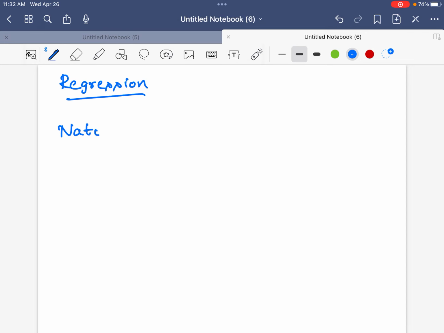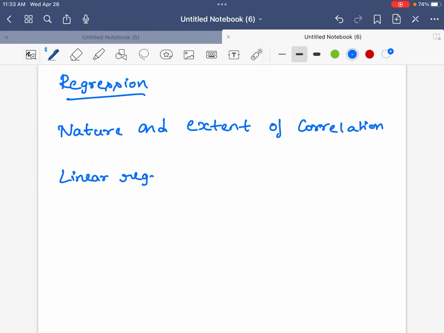Regression measures the nature and extent of correlation. Correlation tells whether the data is related or not, whereas regression gives the nature and extent of that correlation. The next thing here is linear regression.